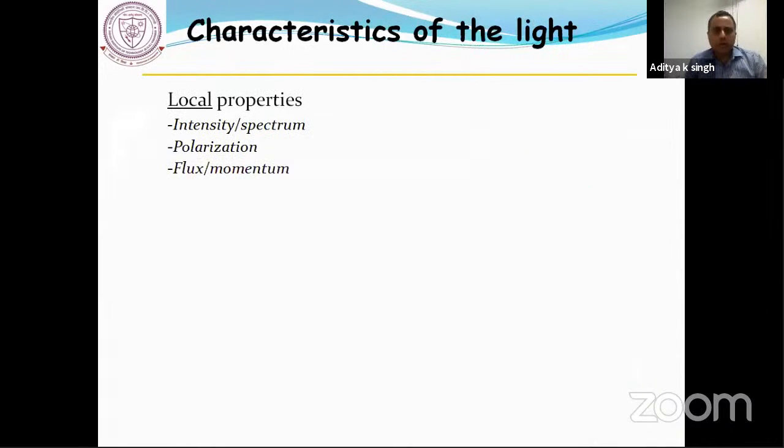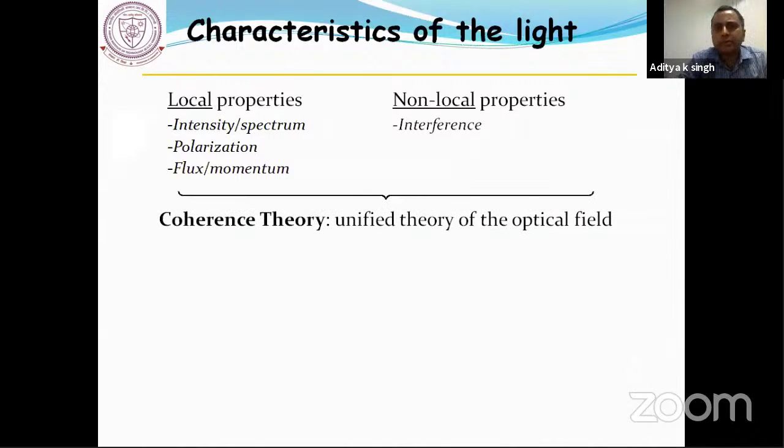So let me try to connect with the characteristics of the light, particularly how different parameters of the light affect the interference or propagation. Because when we consider the diffraction of the light, the fundamental parameters, particularly the amplitude, phase, and wavelength, affect your diffraction pattern and the interference.